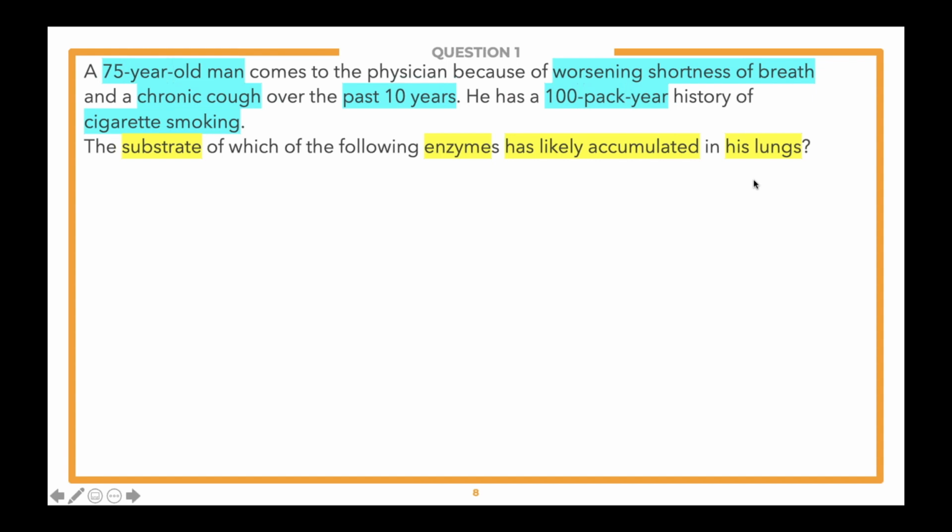CO2, what substrate would have accumulated in the lungs of this patient? Step number 2. And then that substance, what enzyme is it a substrate for? So I think we've got 3 steps here. What's going on with the patient, what is accumulating in the lungs, and what enzyme is that substance a substrate for? So let's go ahead, let's take a look at those answer choices.